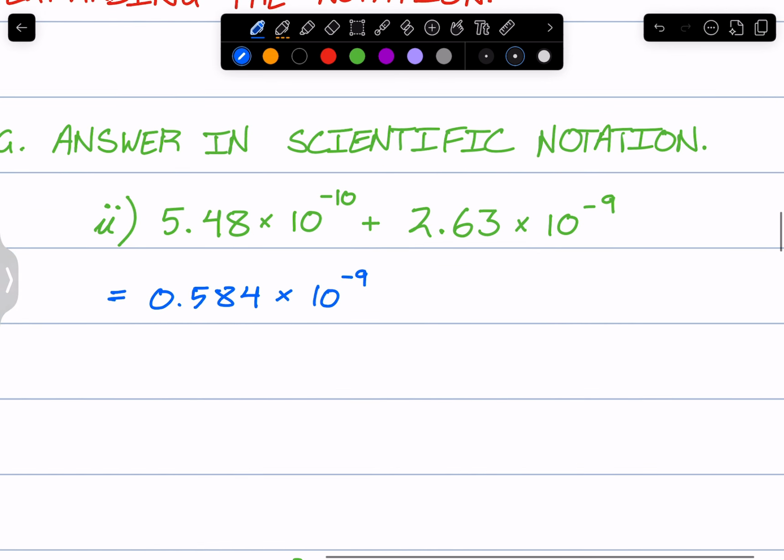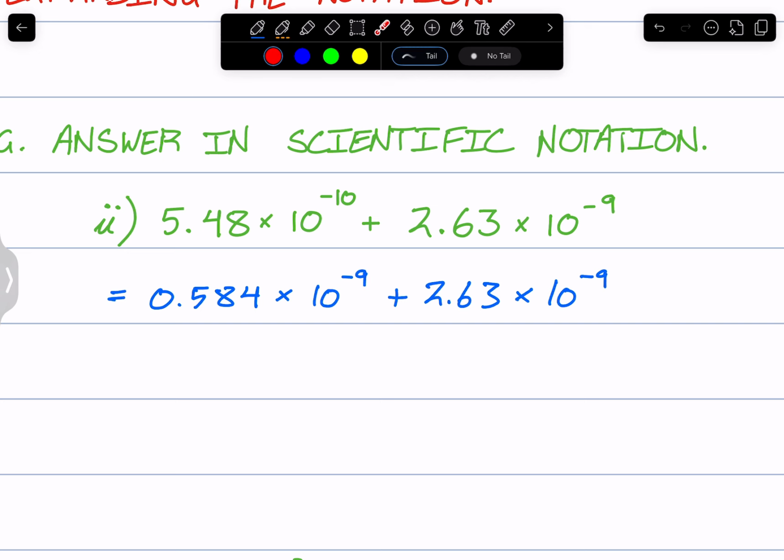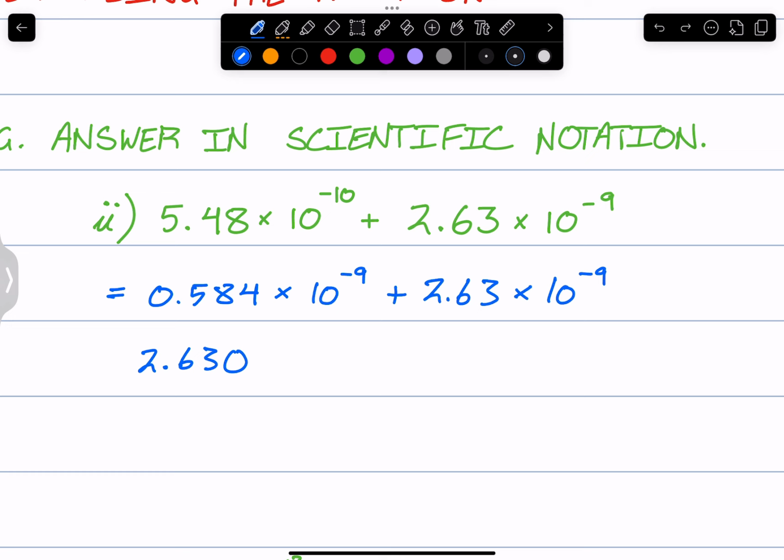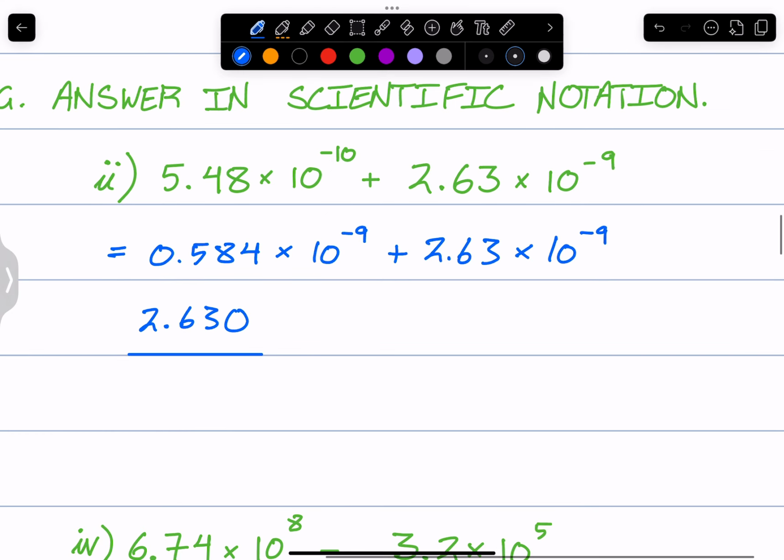Now this matches this other value, 2.63 times 10 to the power of negative 9. Now that they are both the same powers of 10, we can line this decimal up, 2.63. I'm going to include another 0 so that we can appropriately add this. So now we just add vertically. 4 plus 0, 4. 8 plus 3 is 11.